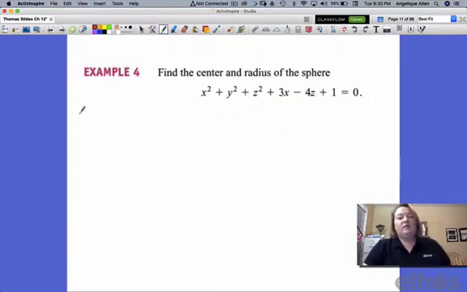All right, so find the center and radius of the sphere. So now's your time to remember how to complete the square. It's probably been a really long time. So pause this if you don't care to see it and you want to see if you remembered on your own, and then join us again when we're done.